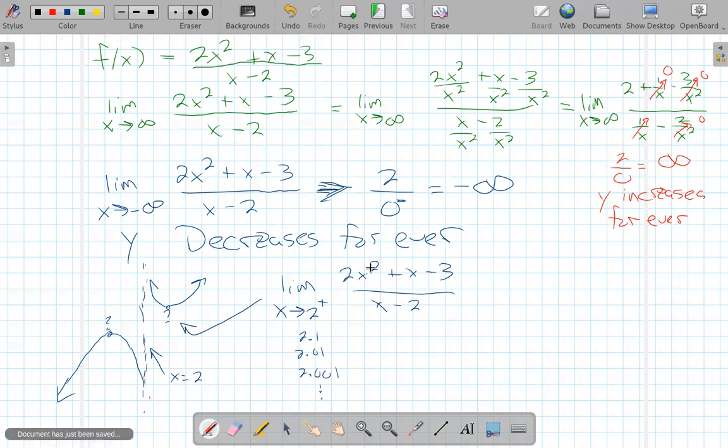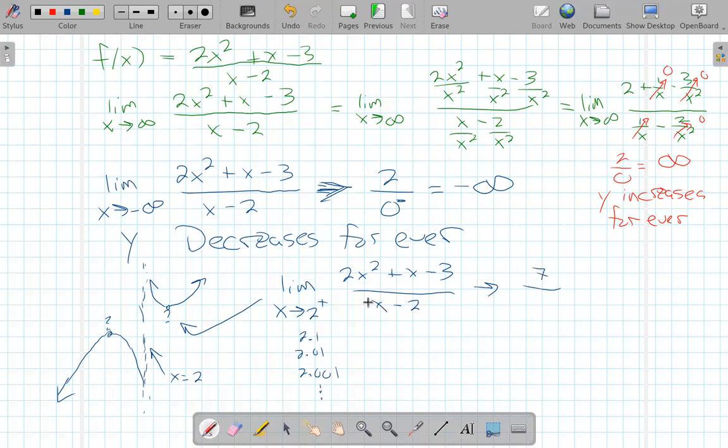Well, the numerator is going to be approaching the value here of when I actually plug in 2, because I'm getting closer and closer to 2 at the top. So if I plugged in 2 to the top, if I cheated, then I would get what? 4 times 2 is 8, plus 2 is 10, minus 3 is 7. So the numerator is approaching 7.